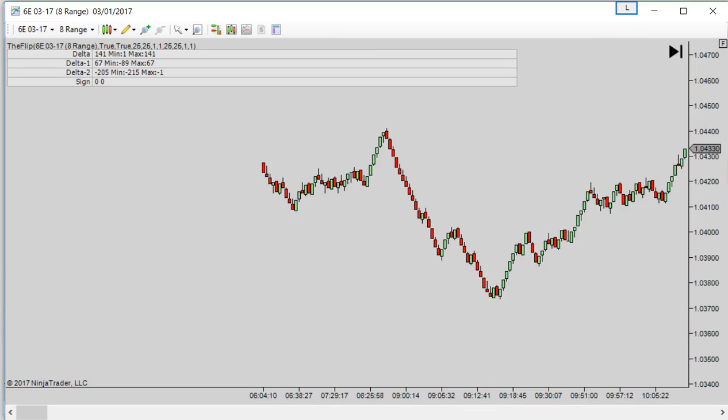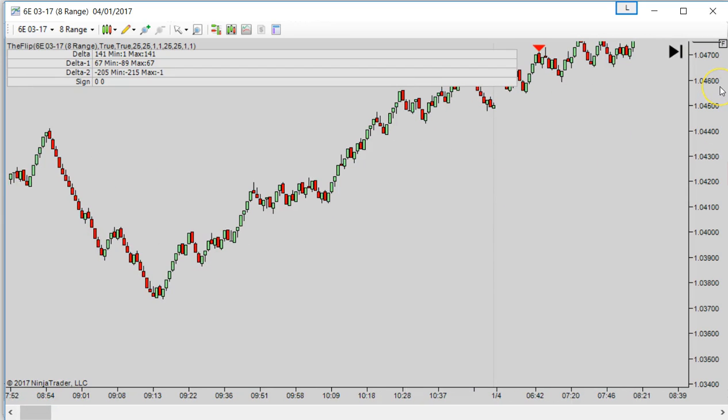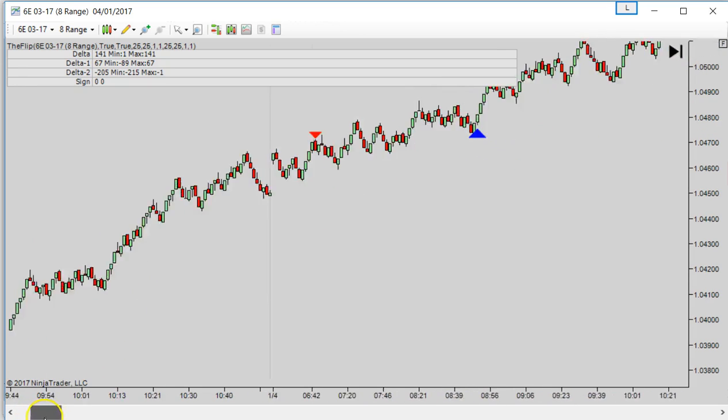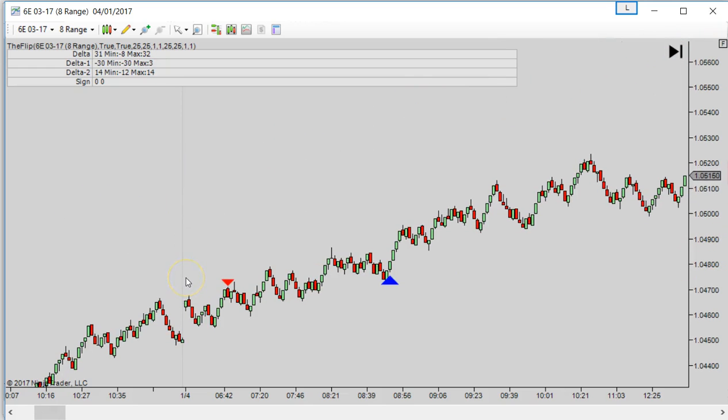Okay, so this is the Euro currency 8 range chart. And same settings, 1 and 25, 1 and 25. Let's see if there's anything. This is on the 4th. And the first day there was nothing, on the 3rd. The 4th, what do you got? Okay, so you got the sell. Worked its way down. It's an 8 range reversal chart, so each bar is 9 ticks. So even if you get 1 bar, that's already 9 ticks.